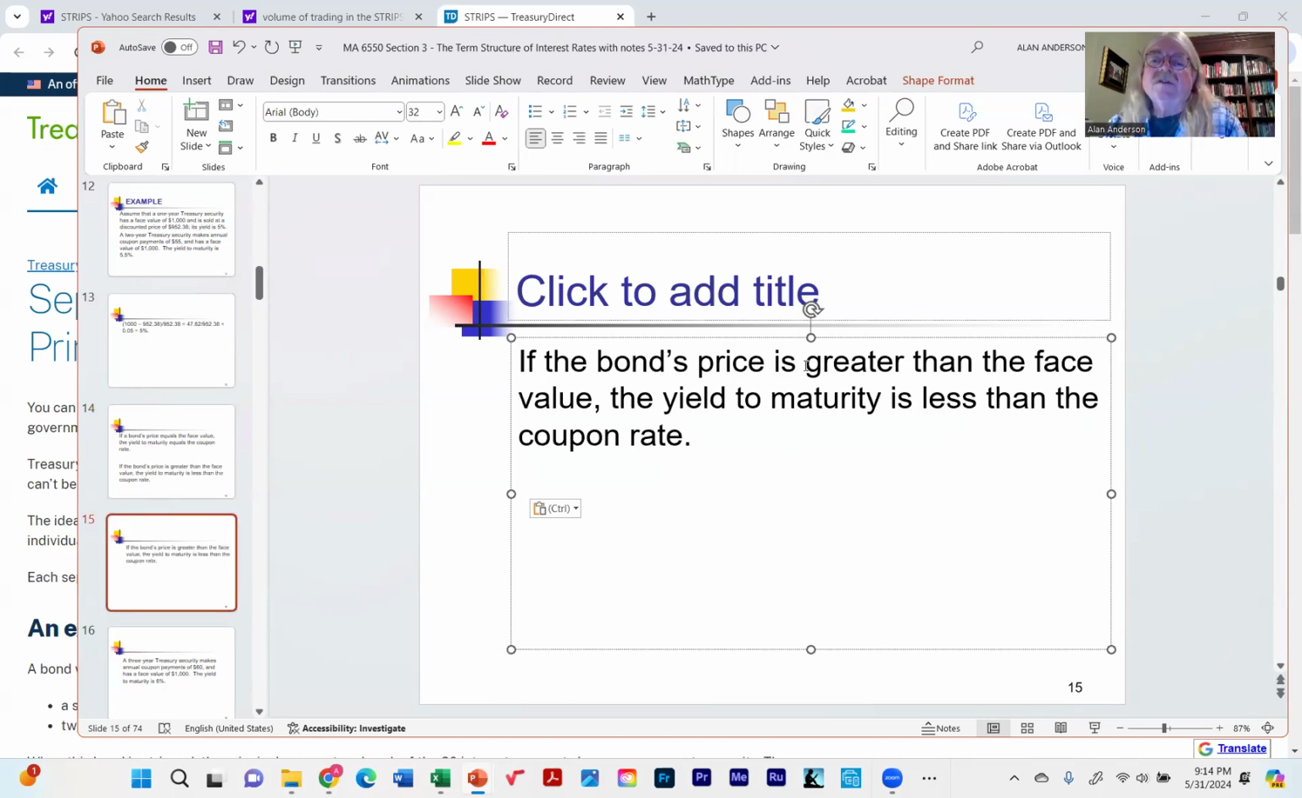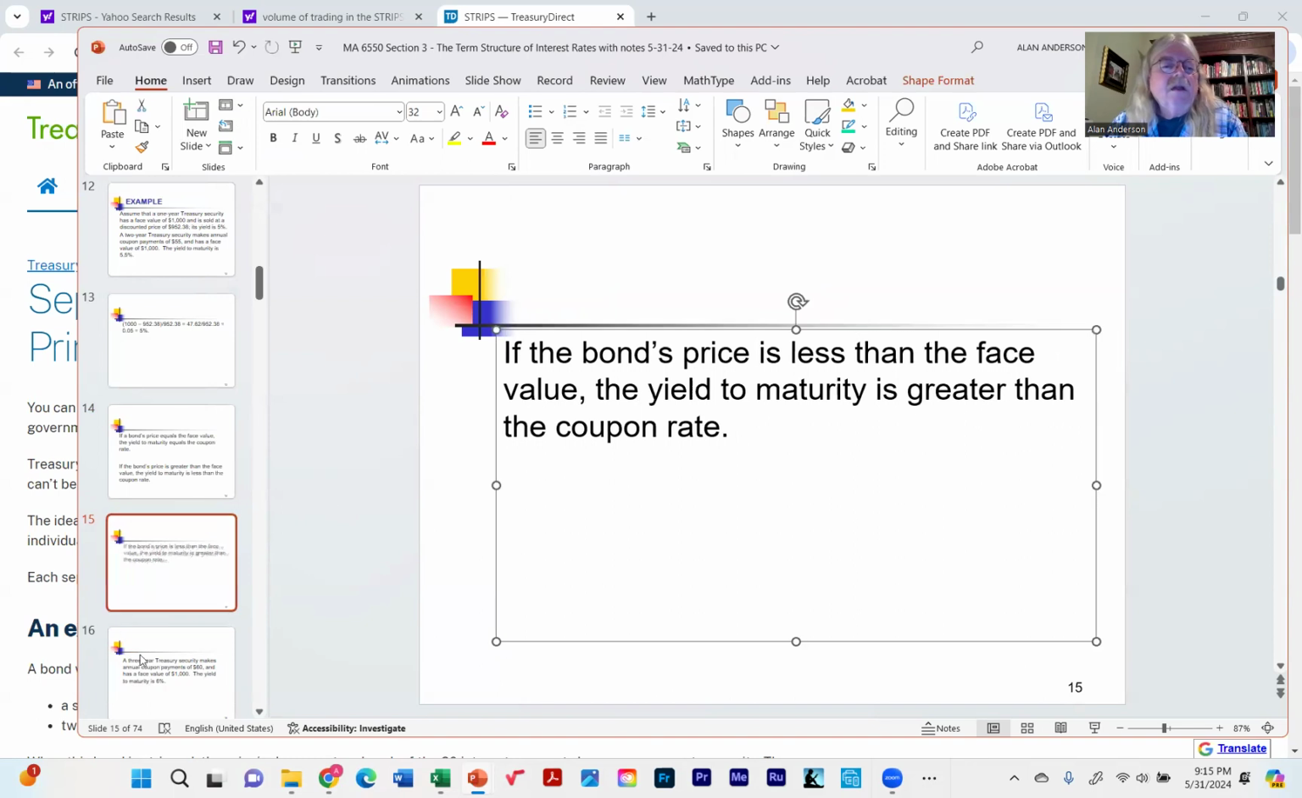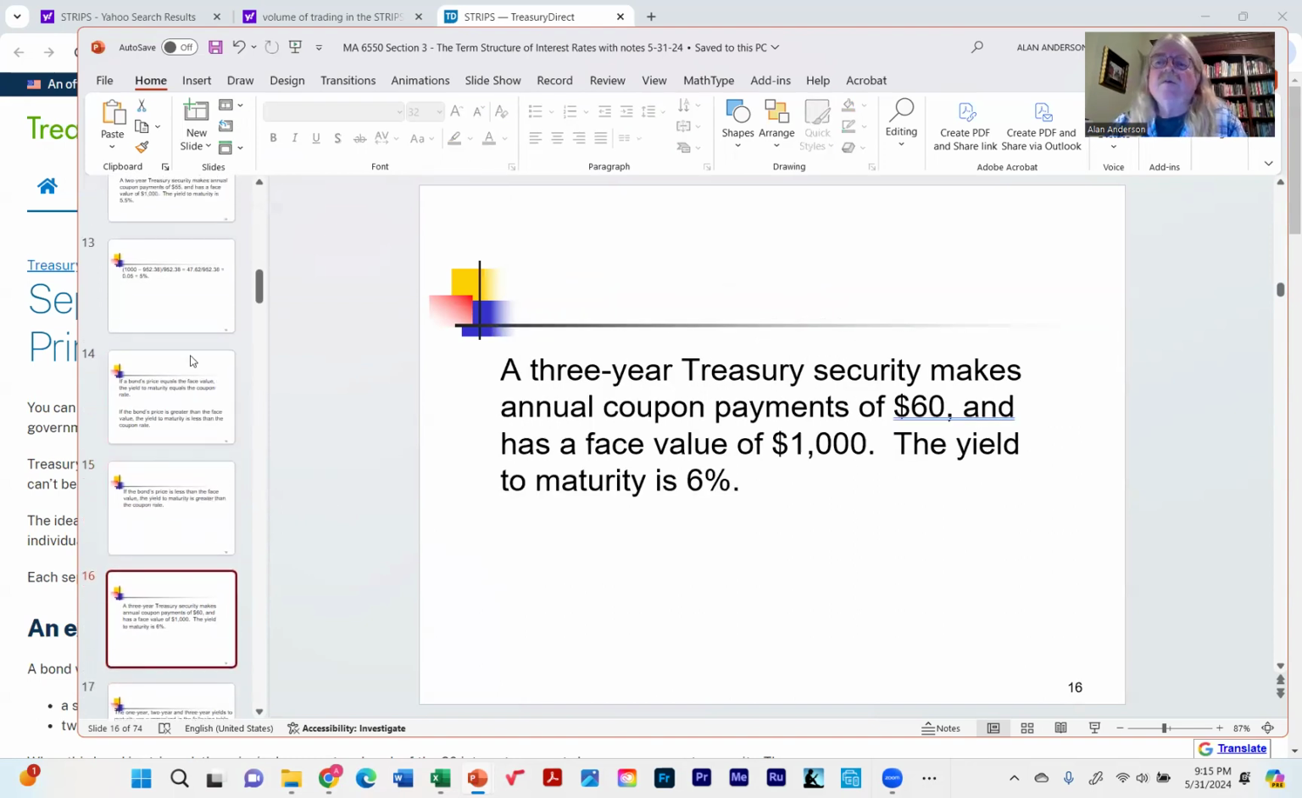If the bond's price, of course, is less than face value, the yield to maturity is greater than the coupon. Meaning that you buy it for, let's say, $980 and you are redeemed at $1,000, you've got a $20 capital gain mixed in with your coupon payments, and that raises your yield to maturity. Okay, but in this case, we're assuming that the price is exactly $1,000. So the coupon rate and the yield match each other.